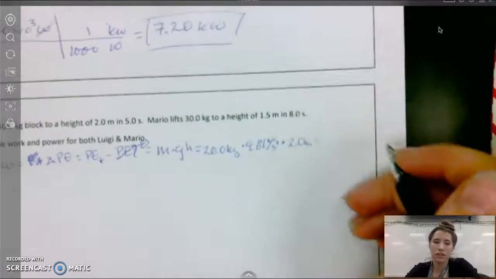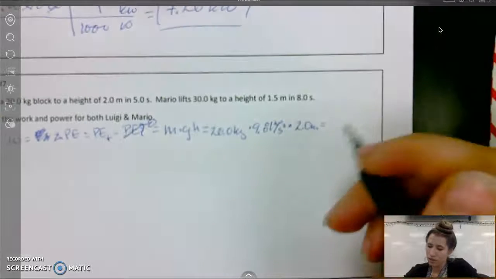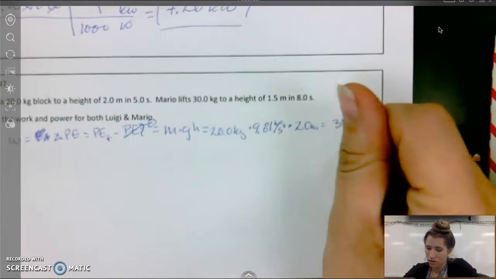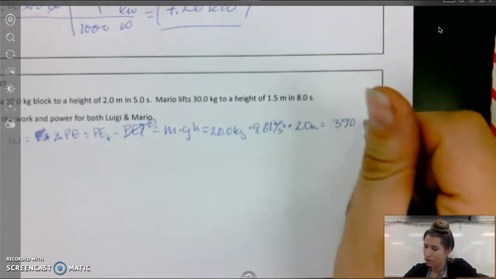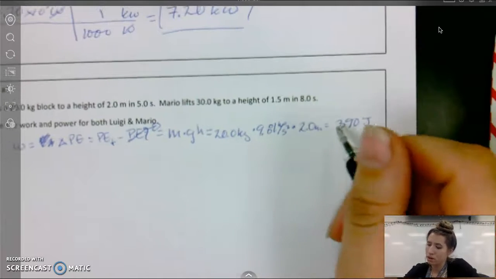Okay, I'm going to round it for sig figs, but then when I use it on the next one, I'm going to use my long version. So it looks like we're dealing with 2 sig figs here, so this would be 390 joules. Okay, so that's my work.